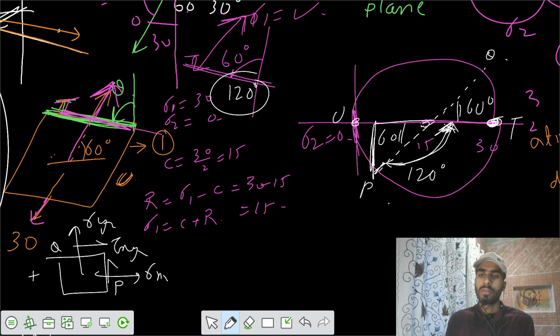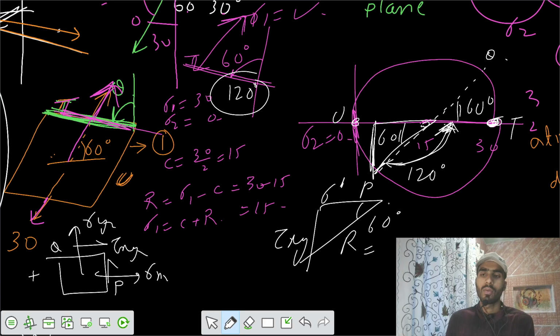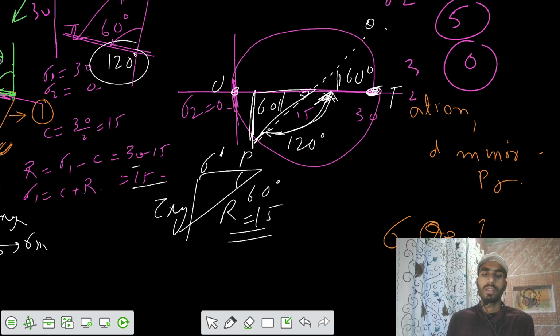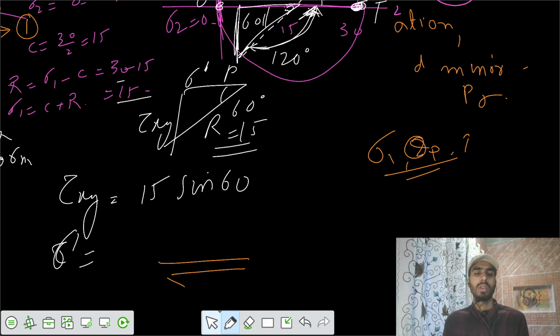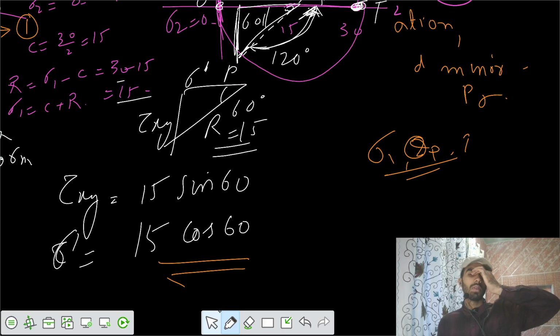And now from this triangle, let's say this is sigma dash, this is tau xy, this is 60, and this is radius, which was equal to 15. So we got a radius of 15, and what's the value of tau xy? Tau xy equals 15 sine theta, and sigma dash equals 15 cos theta. Then I can get values: this is 7.5 and this is 7.5 root 3.